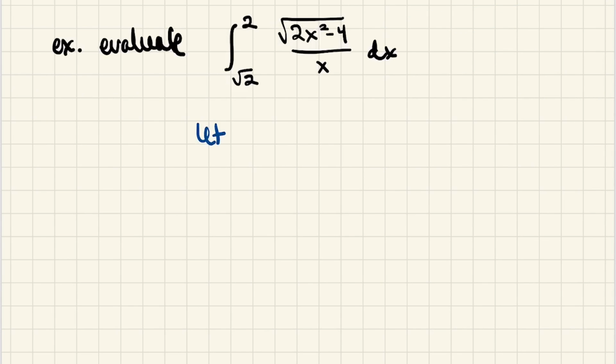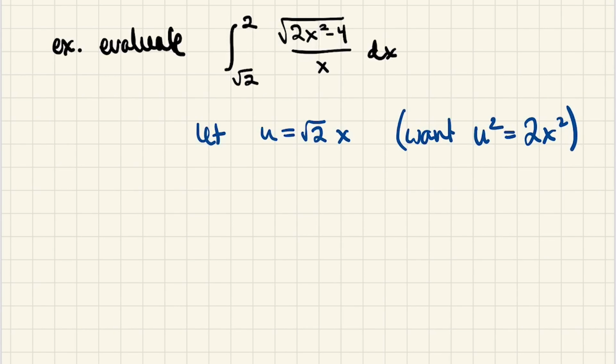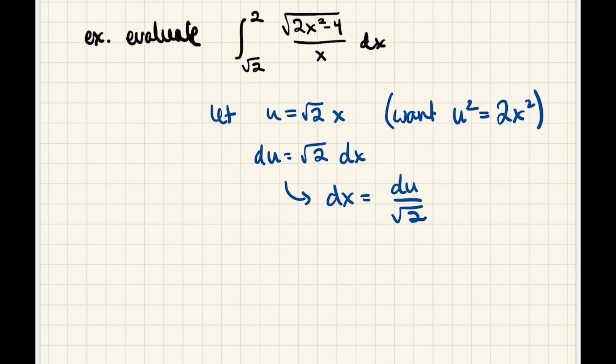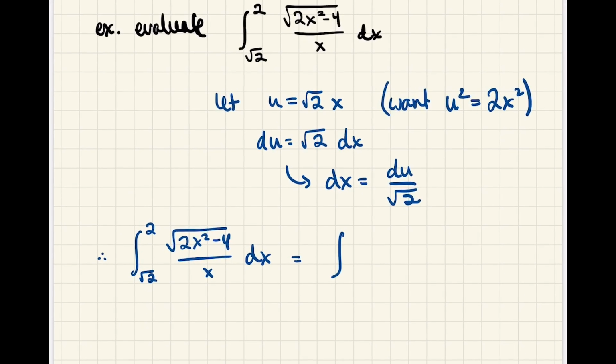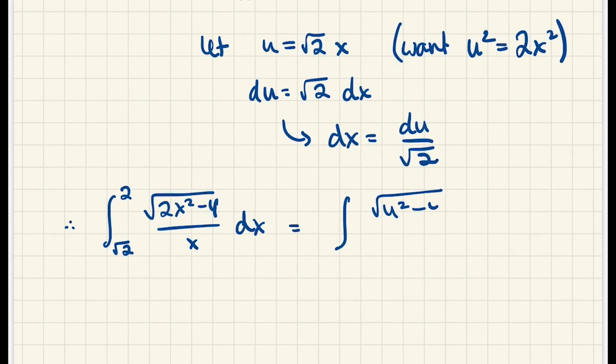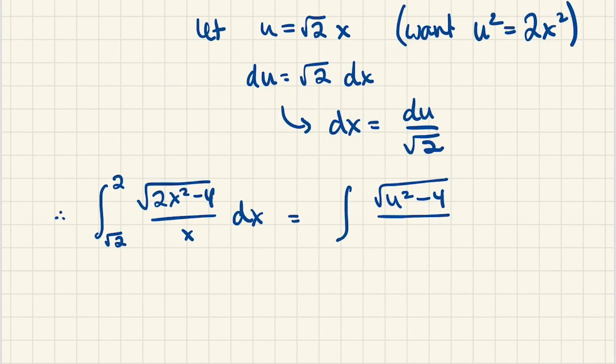So what we're going to do is we're going to let u be the square root of 2 times x. The reason why we're choosing that is because we want u squared to be 2x squared. So this means that our du is the square root of 2 times dx. Okay, now this is a classic u substitution, so we should isolate our dx, and we get dx is du divided by square root of 2. So returning to our integral, we're going to get a new integral, and we'll have u squared minus 4 divided by x. Well, we can see that x is u over rad 2, and dx is du over rad 2.